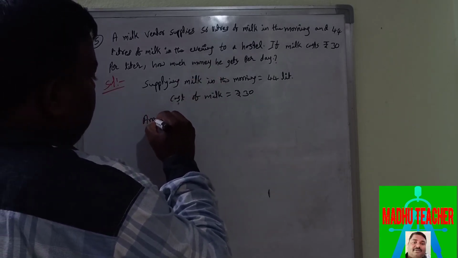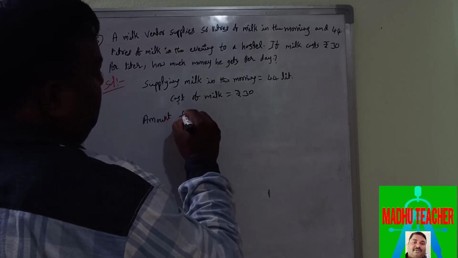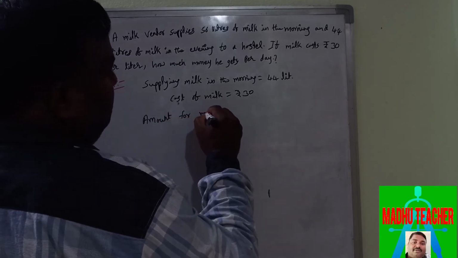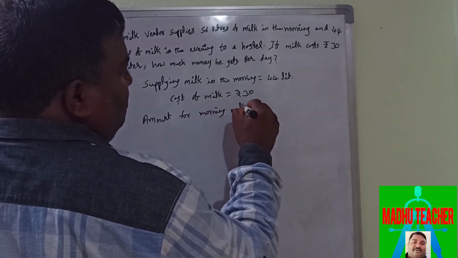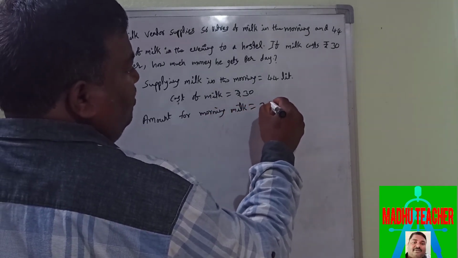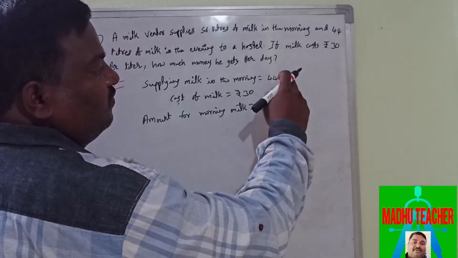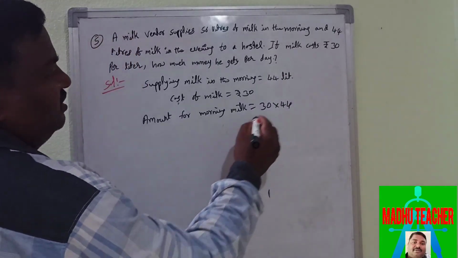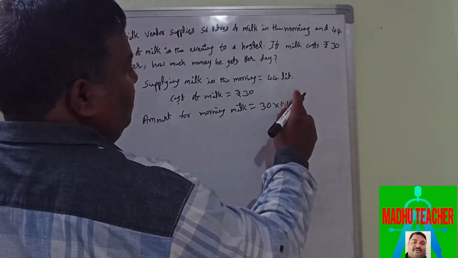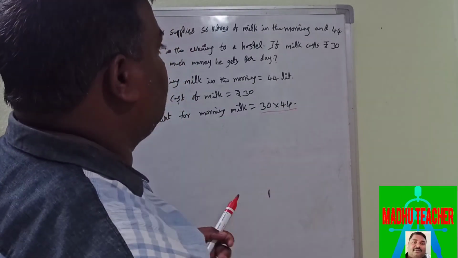So amount for morning milk, how much? 30 into 44. 1 liter 30 rupees. So for 44 liters, 30 into 44. Next, this is the first. Then this is cost for morning.